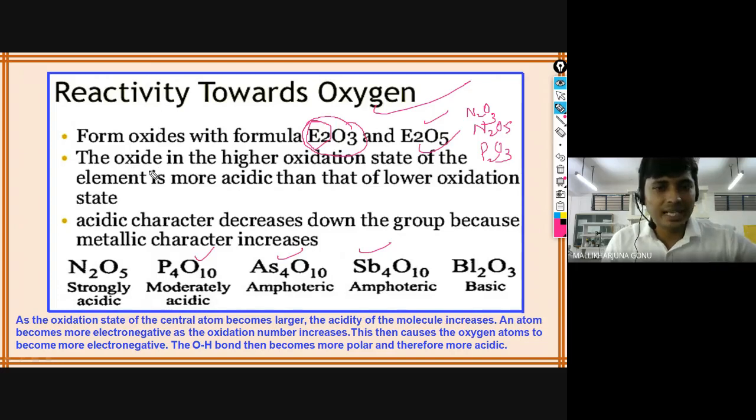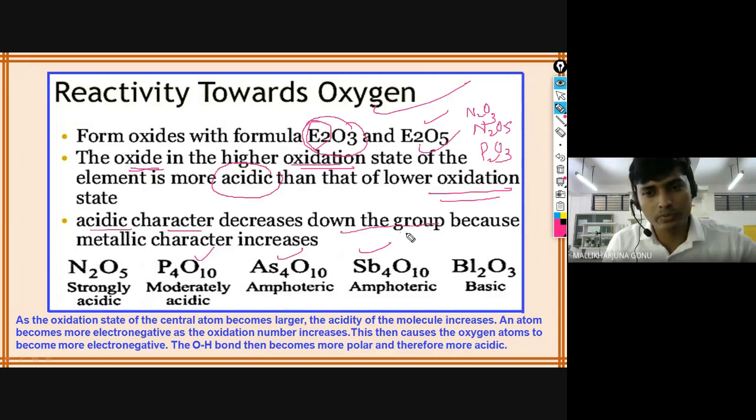An important thing is that the oxide in the higher oxidation state of the element is more acidic than that of the lower oxidation state. Try to understand this statement. Next point we will also see, then we will try to understand this one. Acidic character decreases down the group because metallic character increases.